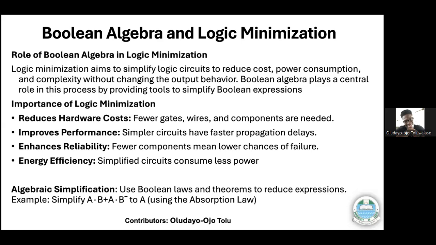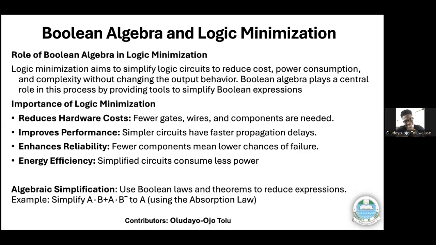Now, to achieve logic minimization, we use techniques such as algebraic simplification, that is applying Boolean laws manually to simplify expressions. We use Karnaugh maps, which is a visual tool for grouping ones and minimizing logic. We use the Quine-McCluskey method. This is a systematic tabular approach to finding the minimal expression. And we have software tools, automated programs that use these techniques to optimize circuits.